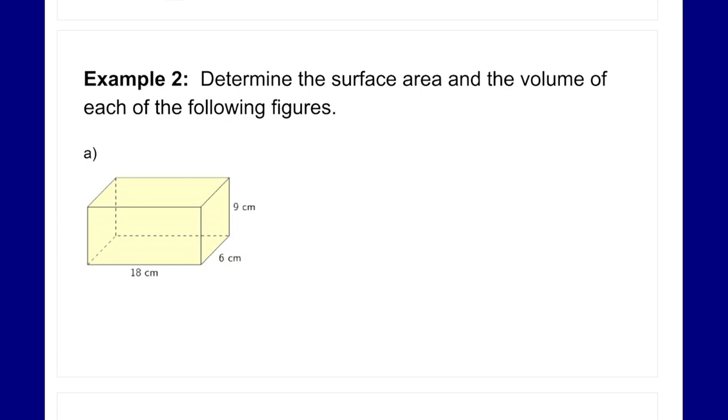So surface area would be, imagine we unfold our 3-dimensional shape. Imagine it's a box and we unfold it and lay it flat. The amount of area it takes up is our surface area. Or you could think of it as adding up the area of each face or each surface of our 3-dimensional object. The volume is the amount of space that a 3-dimensional object occupies. Right? So the amount of space it can hold, the amount of space it takes up.